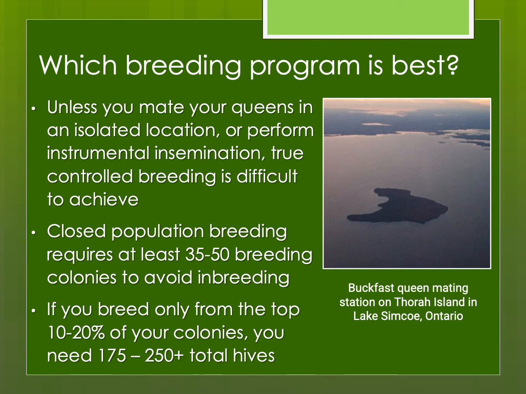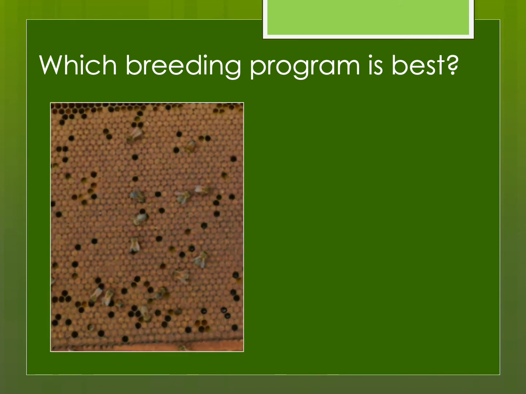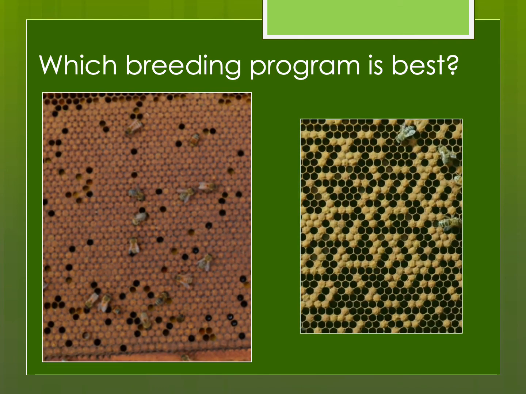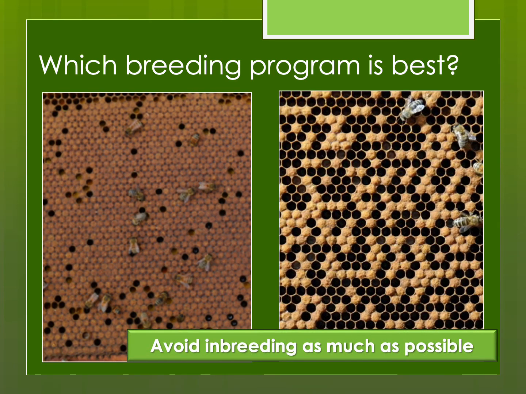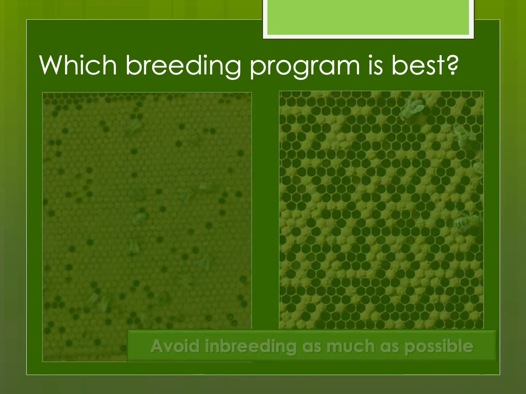If you're going to have a completely isolated breeding population, like on an island or in a mountain valley, most places there's going to be feral bees around and other beekeepers. So inbreeding problems are not really as big of a problem as they might be. But you really want to avoid inbreeding as much as possible. So that's my one comment on that.